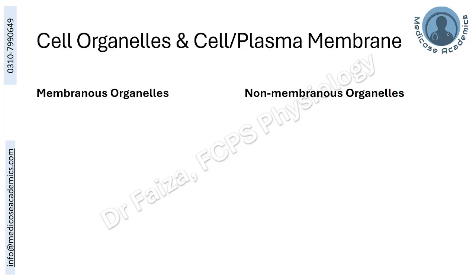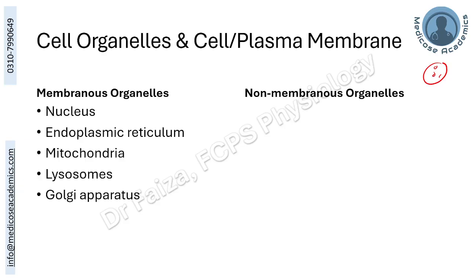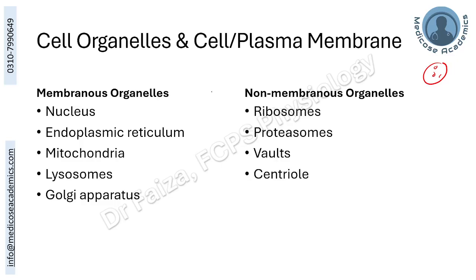There are many cell organelles, some of which are cell membrane bounded and some of them are non-membrane bounded. That means not only the cell itself is covered by the cell membrane, but also the organelles inside the cell may be covered by the cell membrane, including the nucleus, endoplasmic reticulum, mitochondria, lysosomes, Golgi apparatus, and much more. Whereas the non-membranous organelles include ribosomes, proteasomes, vaults, and centrioles.